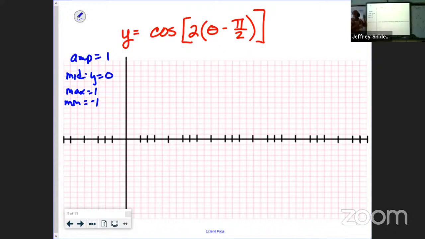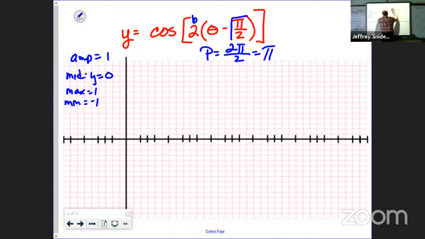So the other things I need are the period and the phase shift. So here we go. The period of this is 2 pi divided by what? B, which is what? 2. So the period is pi. So it's going to go through a full cycle in pi radians. I have to know where it starts. Oh, that's this. This is where it starts.